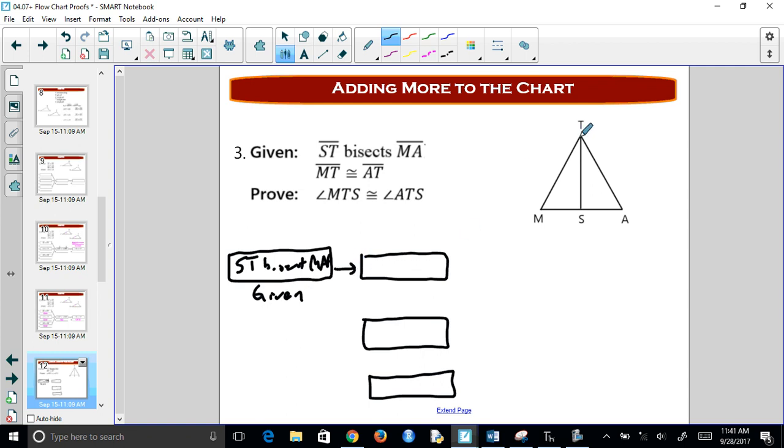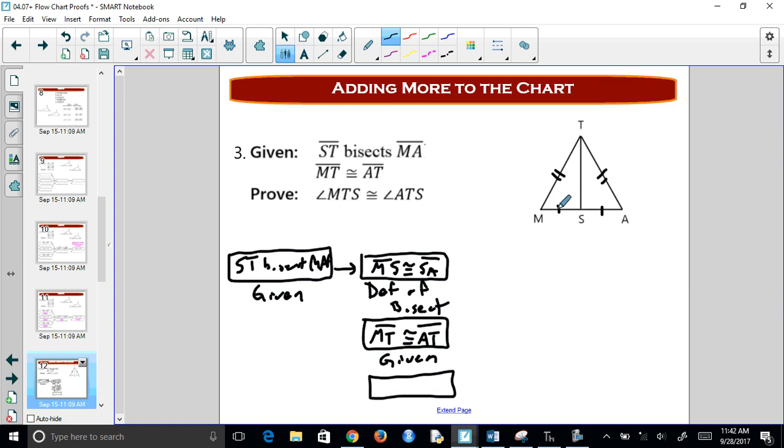Now if I know ST bisects MA, what do I know because of it? Well, I know MS has to be congruent to SA. All right, that's good. And the reason is definition of bisect. Now we know MT is going to be congruent to AT. MT is congruent to AT, and that reason is just given.